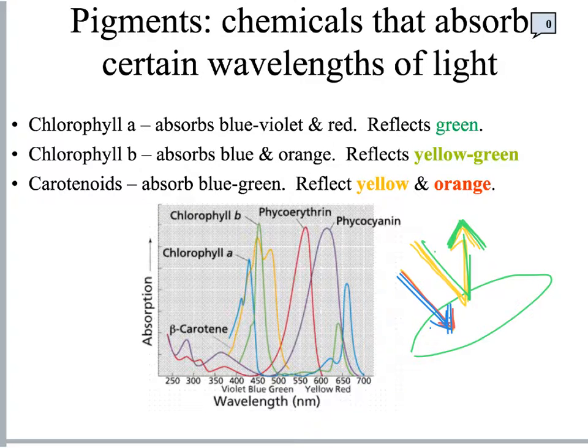I kind of jumped the gun on number 6 here, but green plants are the ones that have chlorophyll A and B, and so I went ahead and put A and B in there because both of those can look green or yellow-green here, and those are the ones that are going to reflect green and yellow. They're going to absorb blue and violet, used for photosynthesis.